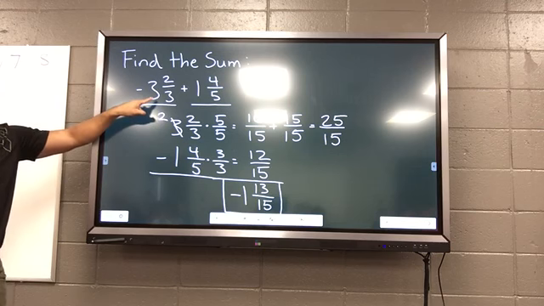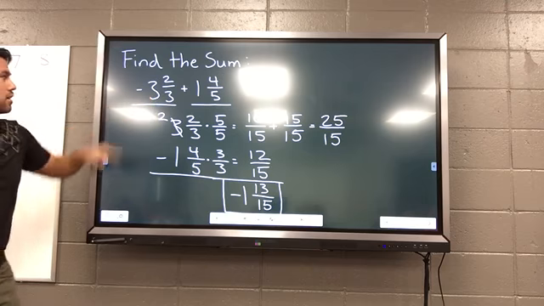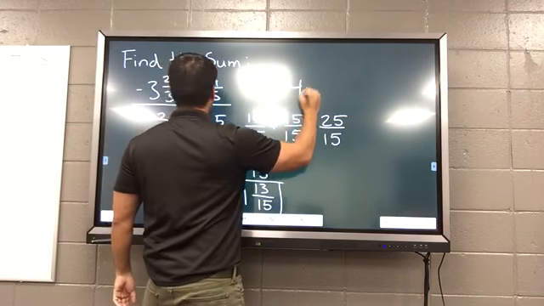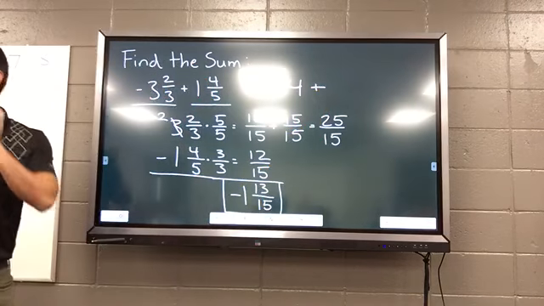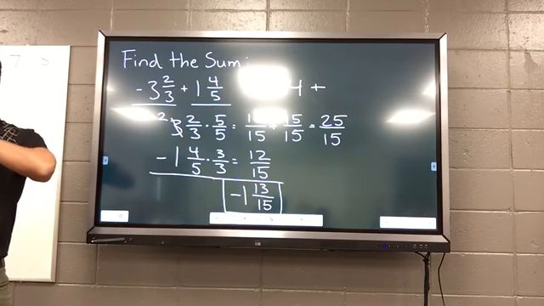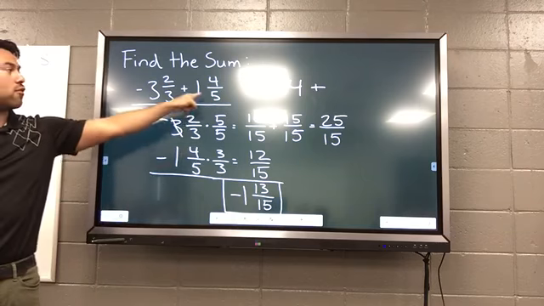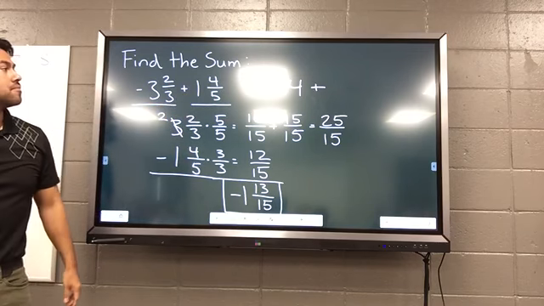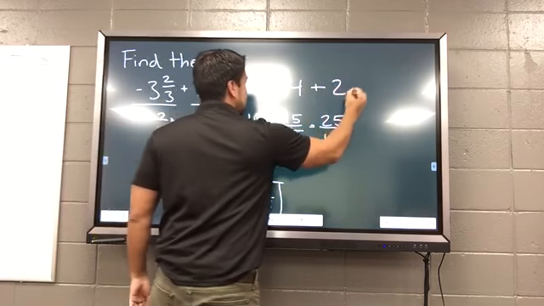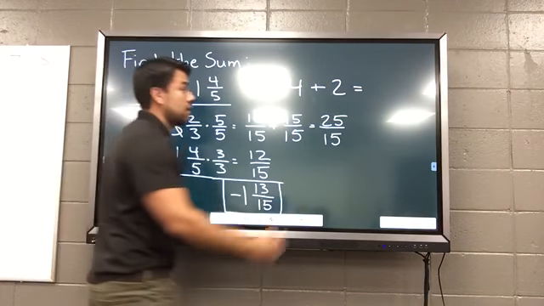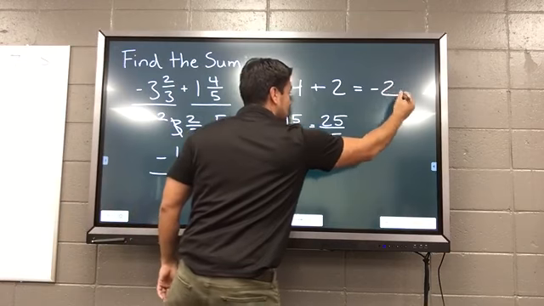All right, what's negative 3 and 2/3 round to the nearest integer? Yep, Finn. Negative 4. What does 1 and 4/5 round to the nearest integer? Nelson, what do you think? 1 and 4/5. 2. What's negative 4 plus 2? Negative 2.